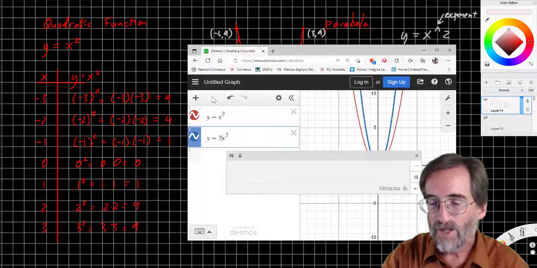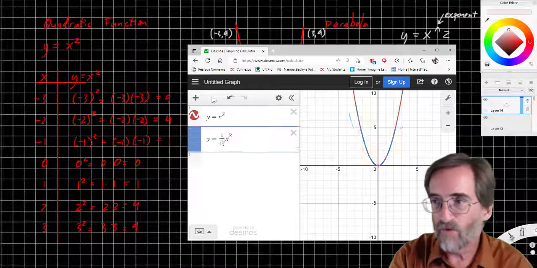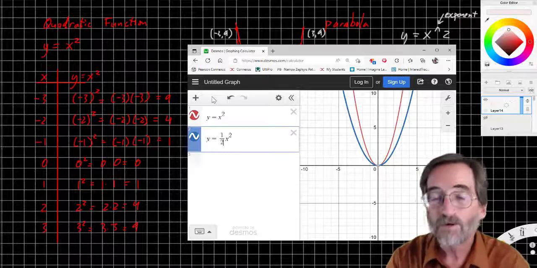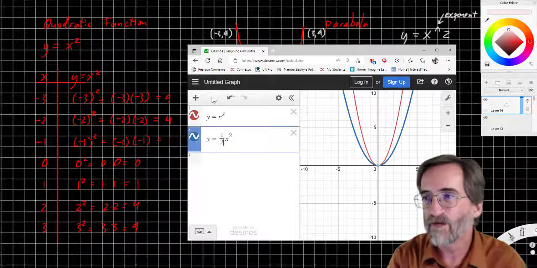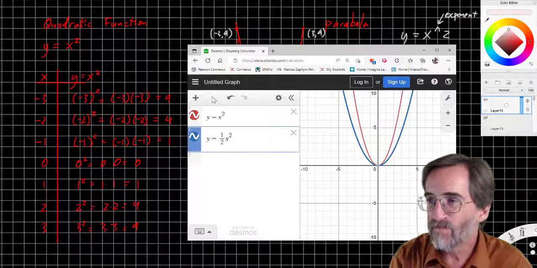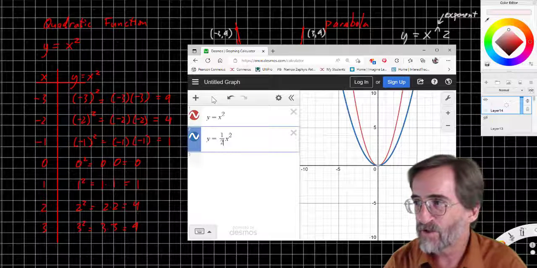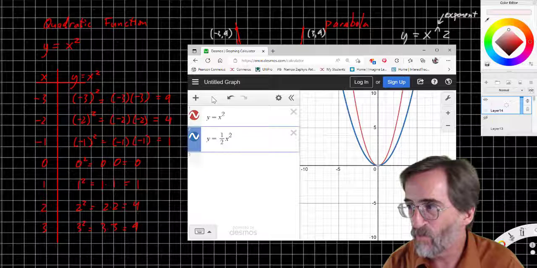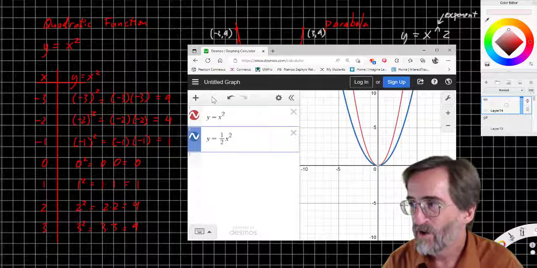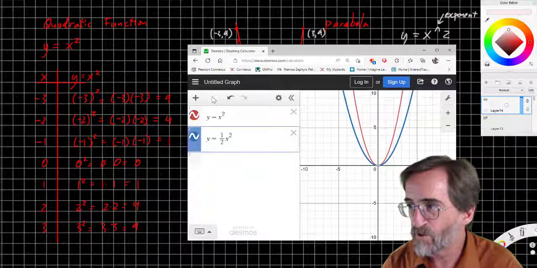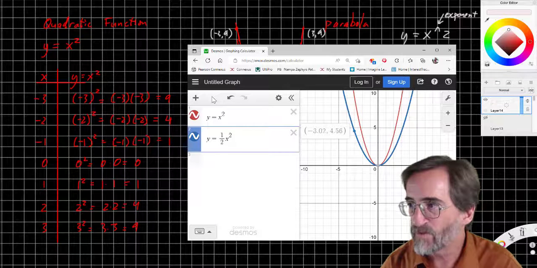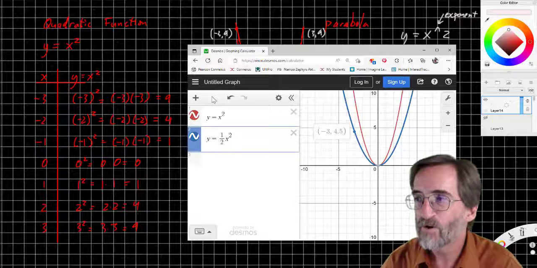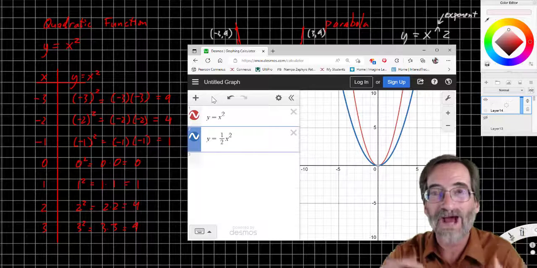Okay. Now what happens when I replace the 2 with a 1/2? Okay. Now you'll notice it's wider, but in reality what it is, it's half as tall, right? Everything is half as tall. So now, instead of over 1 up 1, it's going to be over 1 and up a half. Over 2 and up 4 becomes over 2 and up 2. Over 3 and up 9 becomes over 3 and up 4.5. Everything is half as tall.